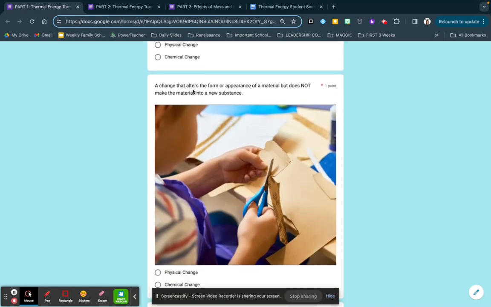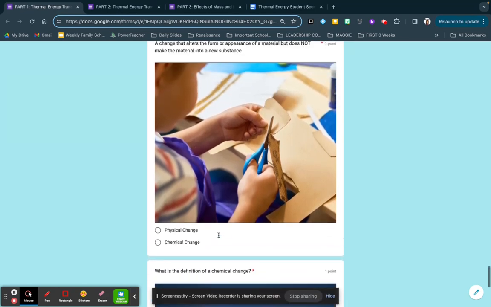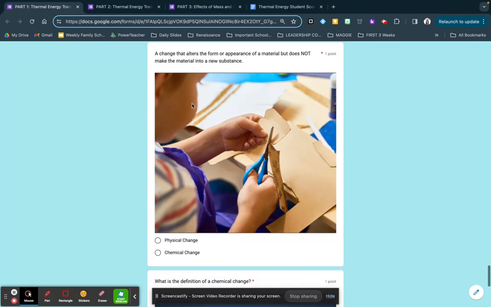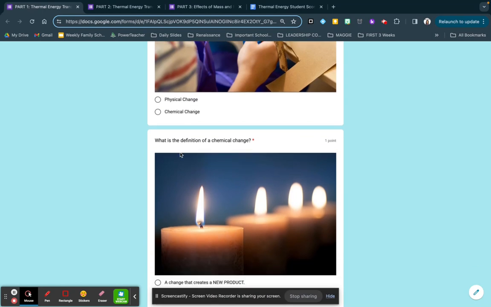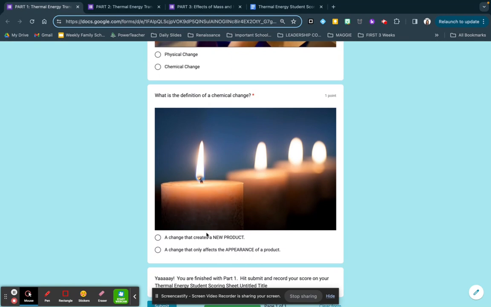A change that alters the form or appearance of a material, but does not make the material into a new substance. What does that mean? Is it a physical change or a chemical change? It does not create something new. It just simply changes the appearance. What is the definition of a chemical change? A change that creates a brand new product, or a change that only affects the appearance of a product? What's the definition of a chemical change?